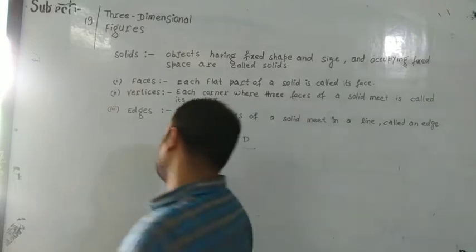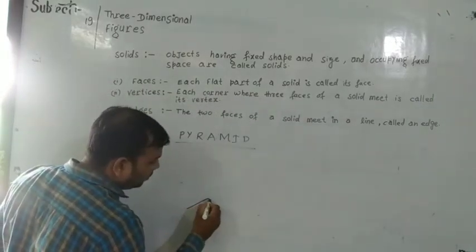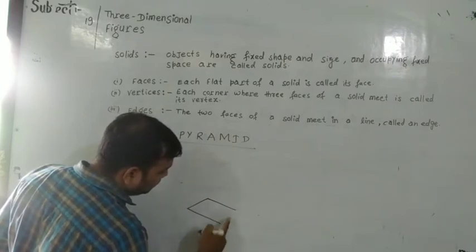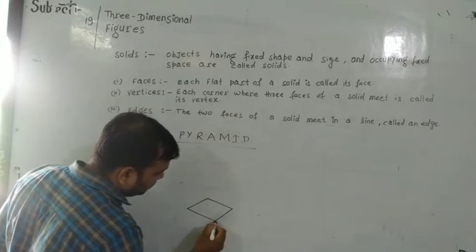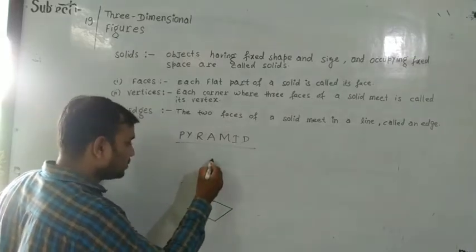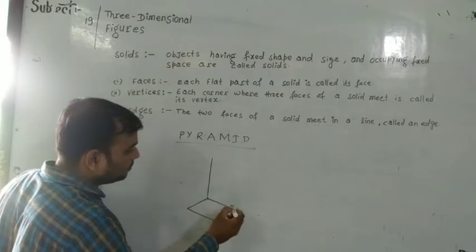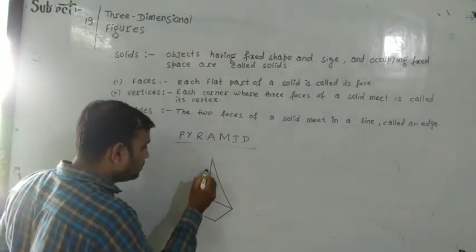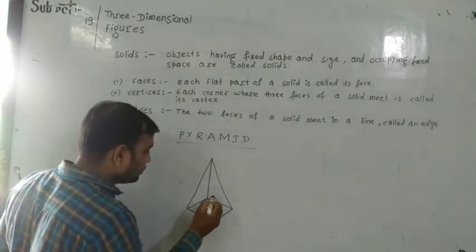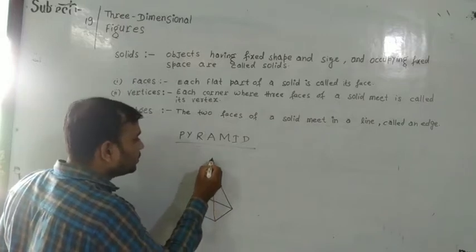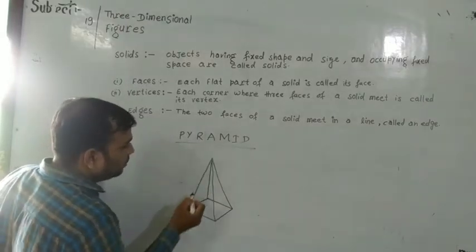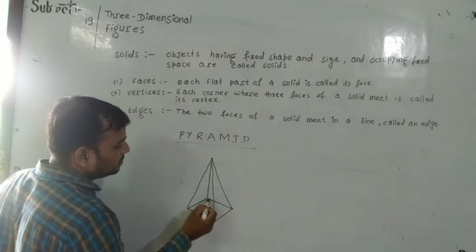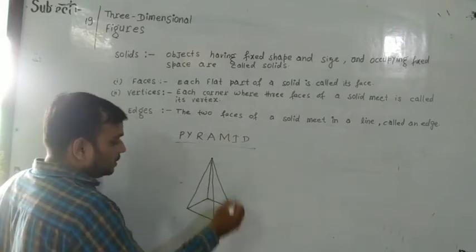Dear student, this is called pyramid. All lines are rectilinear. It has one vertex and the base is a square base. And this is called pyramid.